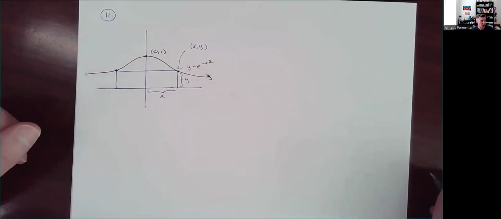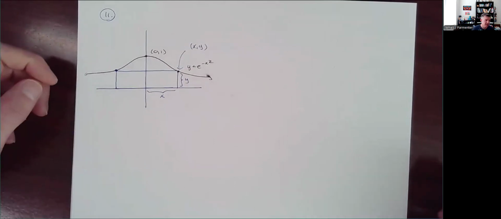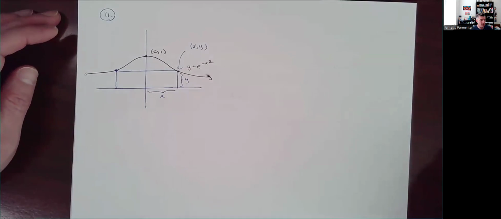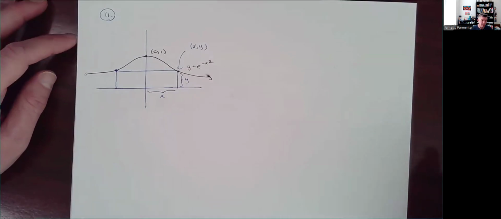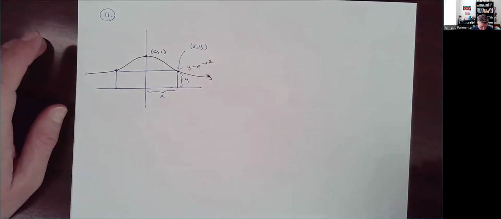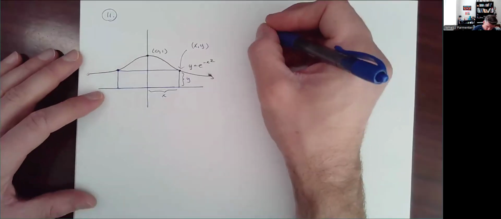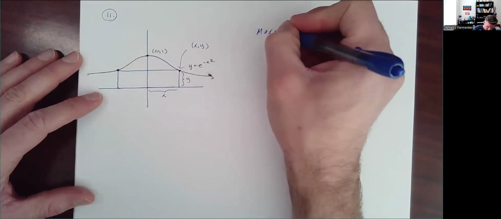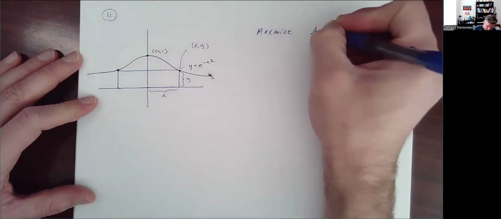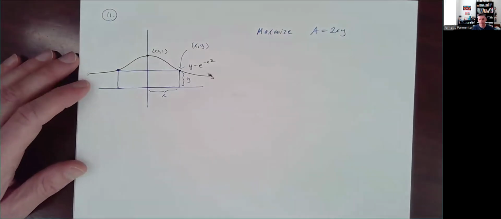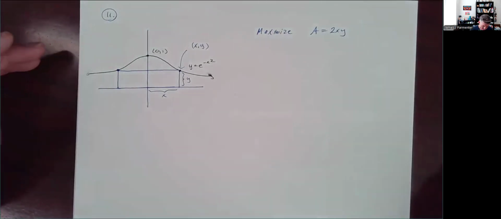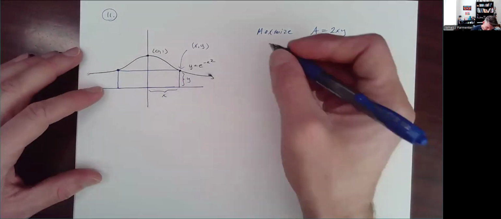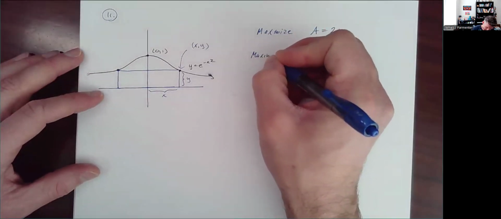Okay. So the rectangle has its base on the x-axis and 2 vertices on the curve, so that the rectangle has its largest possible area when the 2 vertices are at the points of inflection on the curve. Interesting question. So we want to maximize the area, which is equal to 2xy. But then we plug in that y has to be equal to e to the negative x squared.